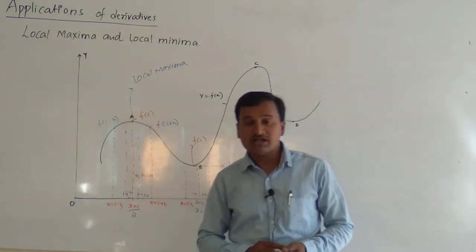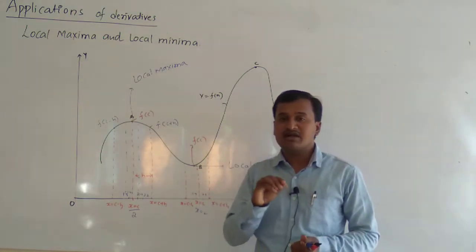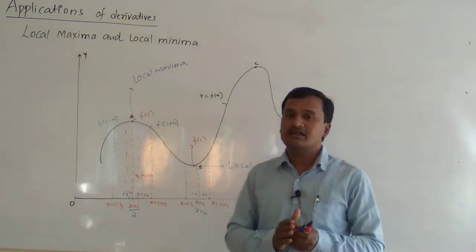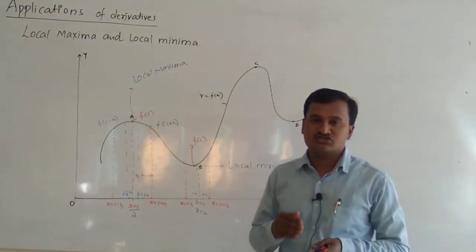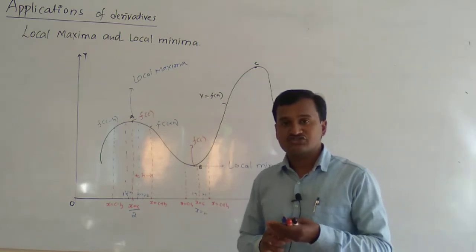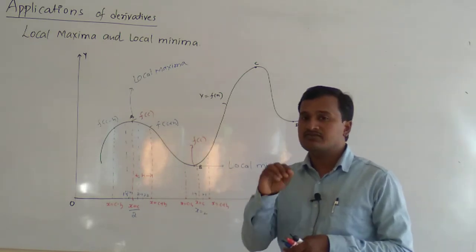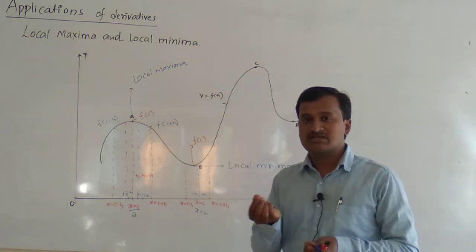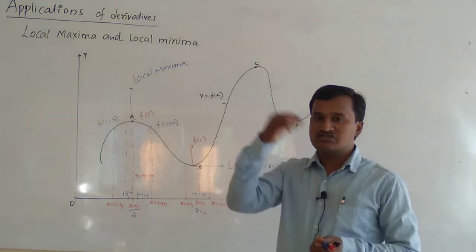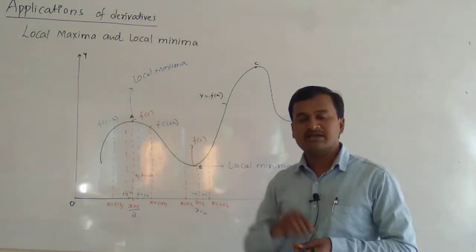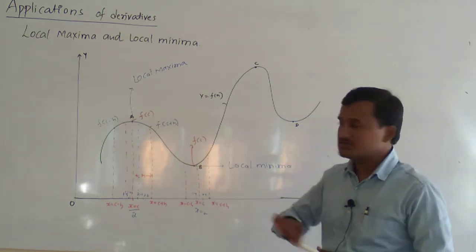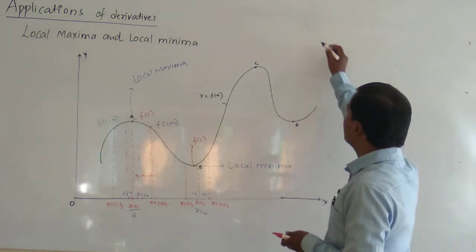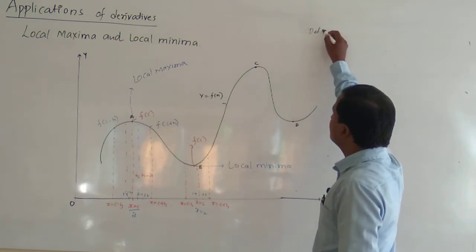So you should remember local maxima and local minima are related to the neighborhood of the point x equal to c, that is c plus h and c minus h. Comparing the functional values at c plus h and c minus h, which is a maximum is called a local maximum, and which is minimum is called a local minimum. So now let us write the definition.